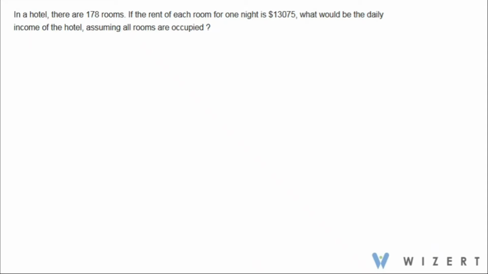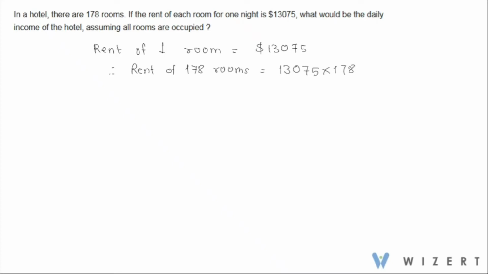So, rent of one room is equal to $13,075. Therefore, rent of 178 rooms will be simple multiplication. So 13,075 multiplied by 178. So let's perform this multiplication.